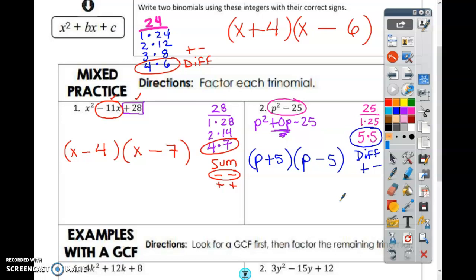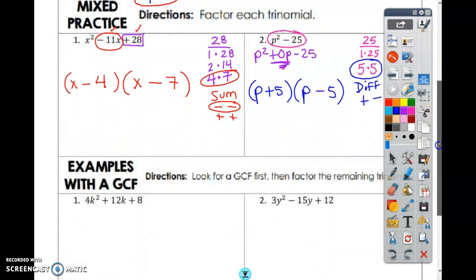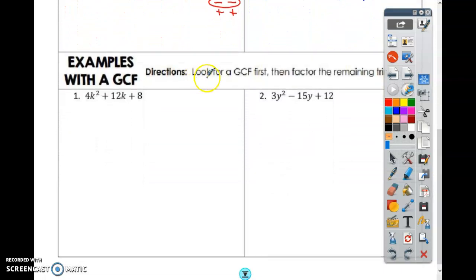All right, the bottom two are the same, but a little bit different. The bottom two say, look for the GCF first and then factor the remaining trinomial. That means, look at the numbers in front, 4 and 3, right? I can't do the problem right now with those numbers. They have something in common. All of these, 1, 2, 3, have something in common.